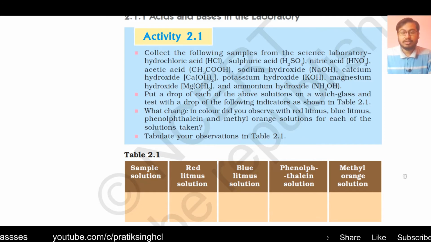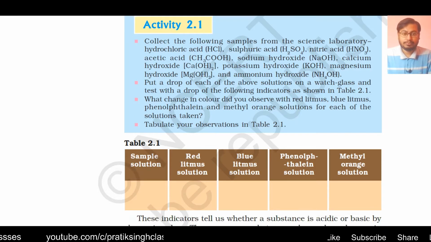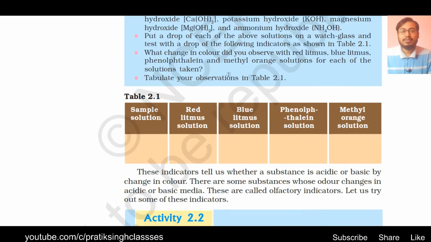These things are easily available in every school science laboratory. Also, the formulas which are given here, you have to memorize by heart, like the formula of sodium hydroxide, NaOH, nitric acid, HNO3, then calcium hydroxide, Ca(OH)2. Okay, please remember these formulas.